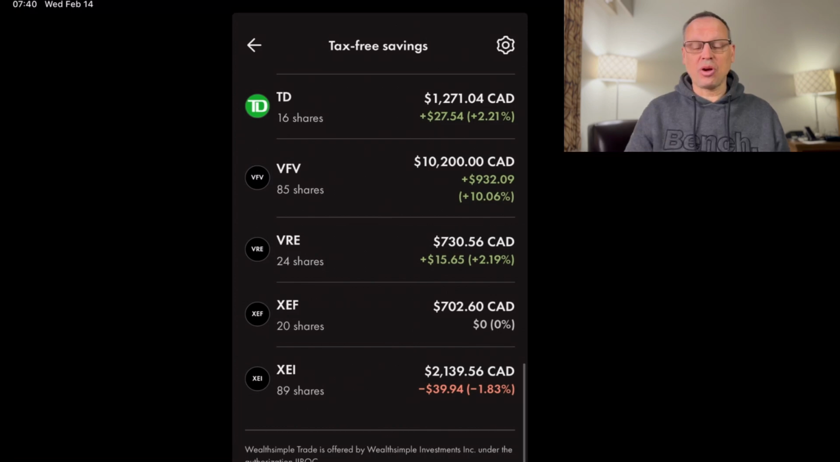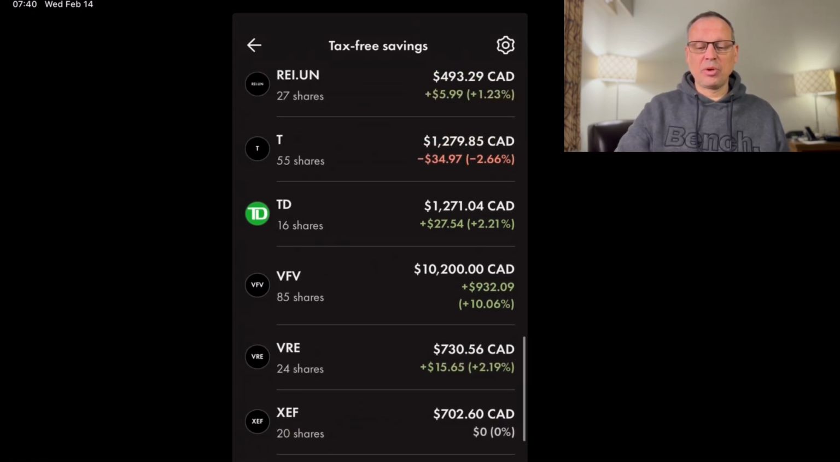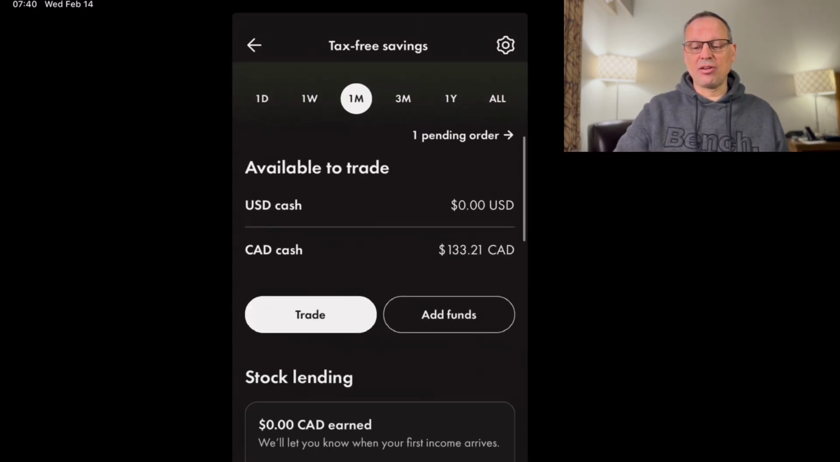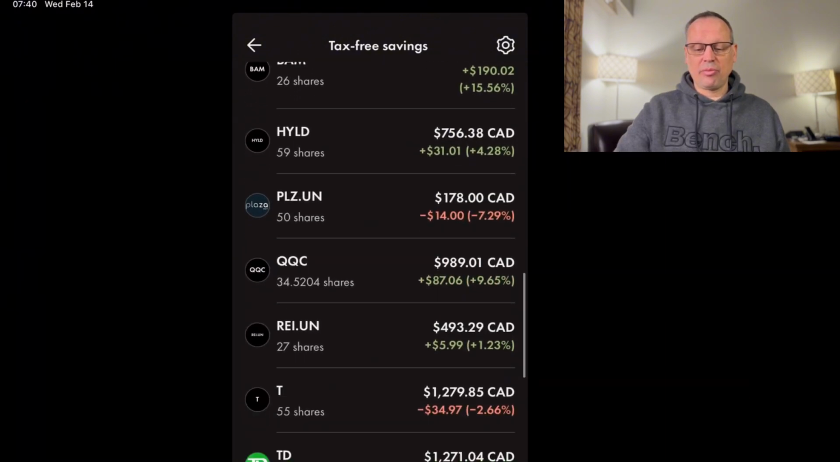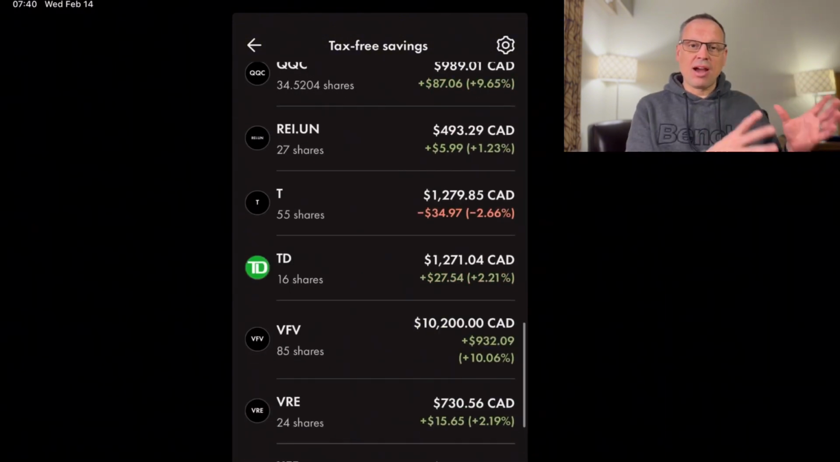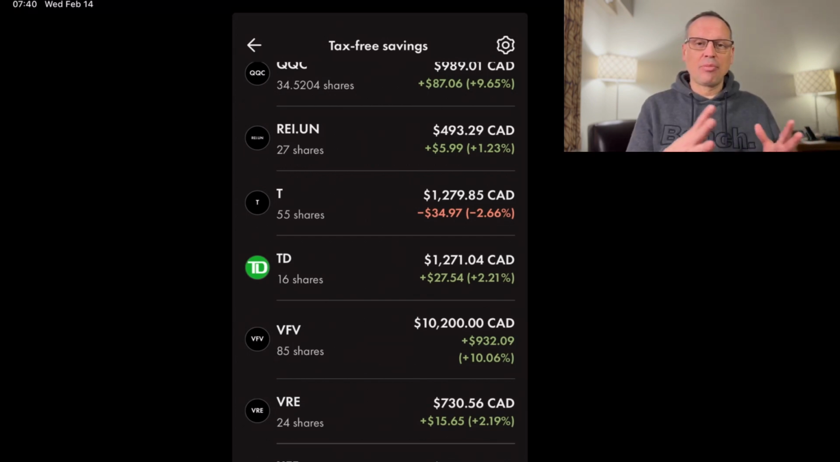Perfect, 20 shares I bought. And then the other thing we're going to do with the remaining amount of money, so we have $133. We are going to buy, based on my asset allocation model, I need to bring up those REITs a little bit, staying in that about 8% mark of my portfolio. And we're going to buy VRE.